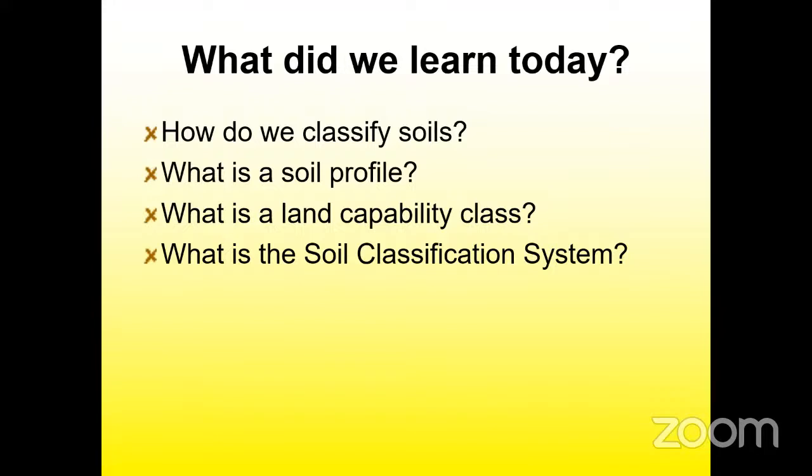The limitation may be severe or moderate, whatever it may be, that is the class. Class A indicates none to slight limitation for sustained use under irrigation. Class B has moderate limitations for sustained use under irrigation. Class C has severe soil limitations for sustained use under irrigation. Class D has very severe limitations for sustained use under irrigation. And class E is not suitable for irrigation purposes.